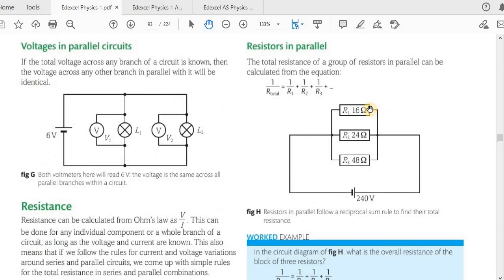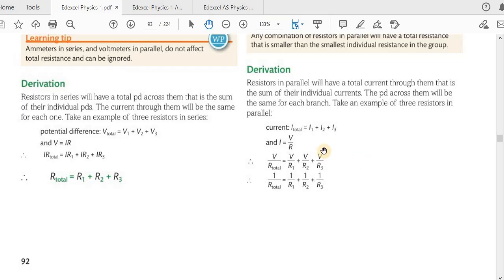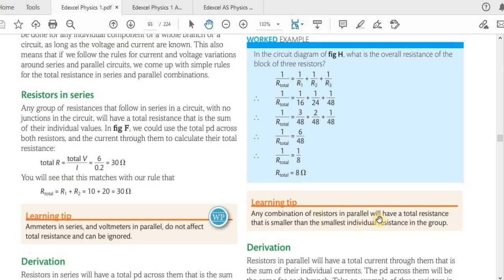In parallel, it is less than the least value of the resistances in the parallel connection. That is a very important point. Make sure you remember that. Any combination of resistors in parallel will have a total resistance that is smaller than the smallest individual resistance in the group. This is what I explained just now.